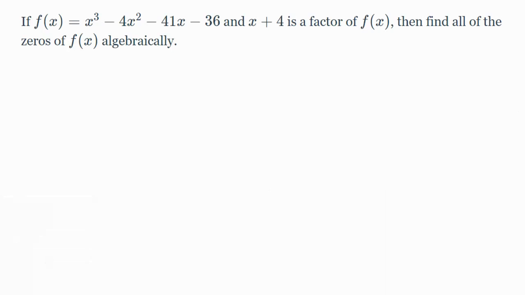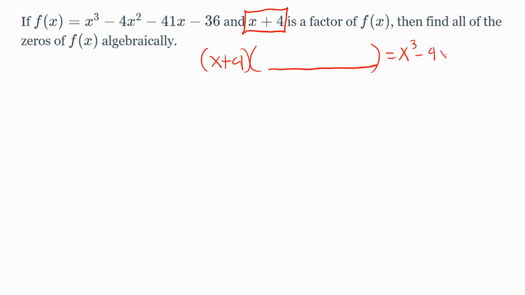So here we're going to be given a polynomial and a factor of that polynomial. This x plus 4 is one of the factors, which means we could say x plus 4 times something would equal this original polynomial x to the third minus 4x squared minus 41x minus 36. Our job is to figure out what is this second factor that multiplies with the x plus 4.